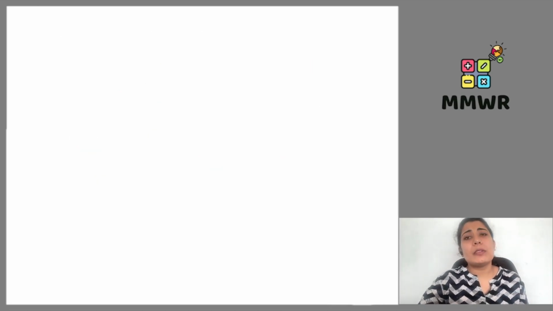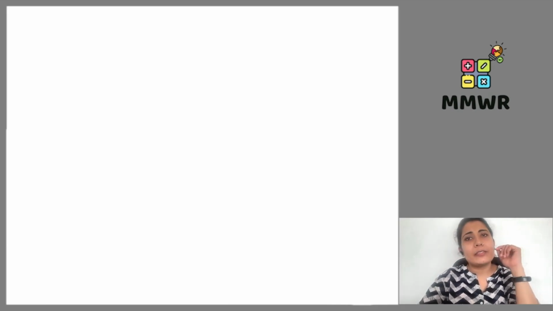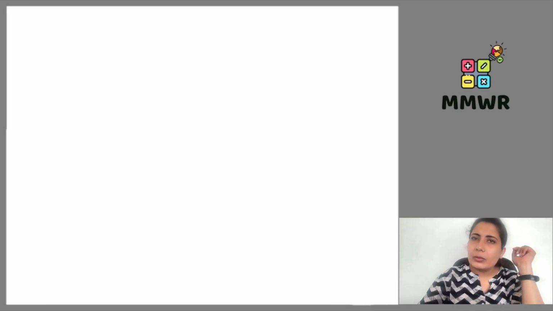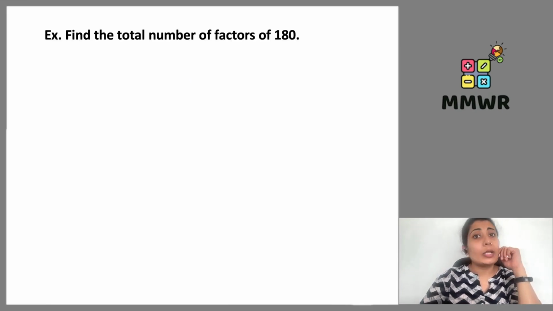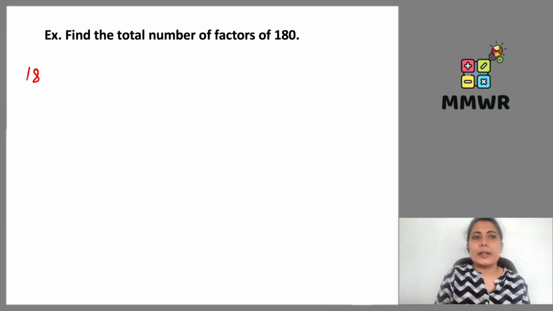What will we be doing when we have such types of numbers, 1728, 1659 or 1331 whatsoever? So in that case, what needs to be done? That also we will be looking at. For now, we have another example. Find the number of factors of 180. So 180 के लिए भी मुझे factors की list बनानी पड़ेगी.